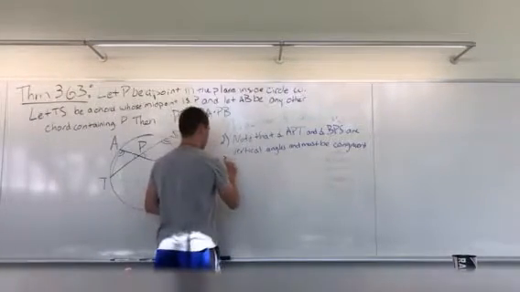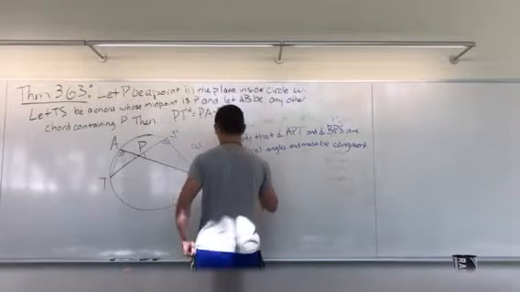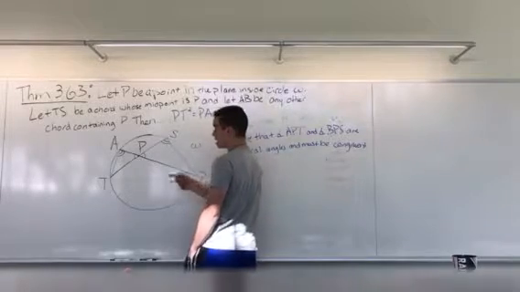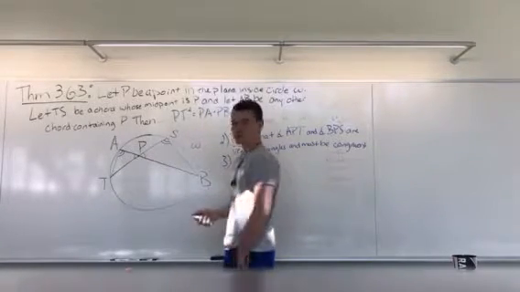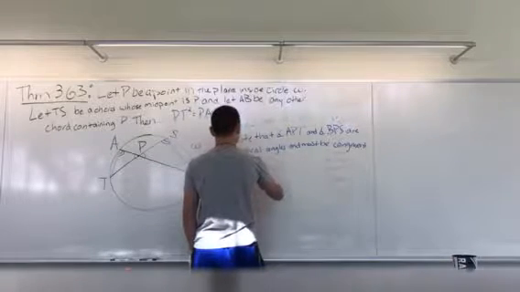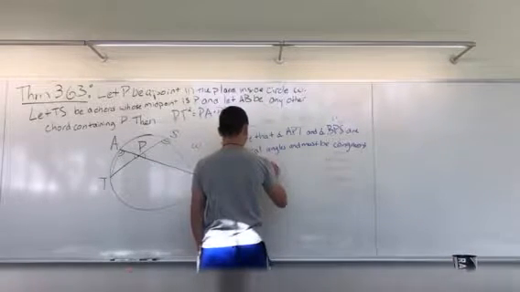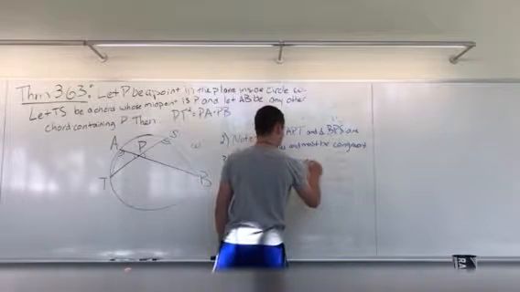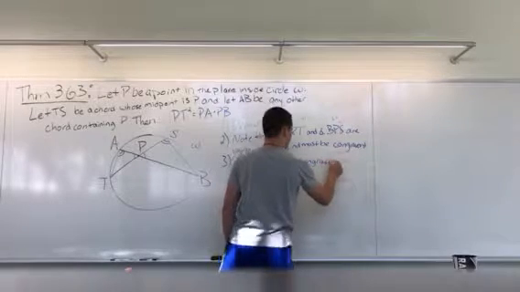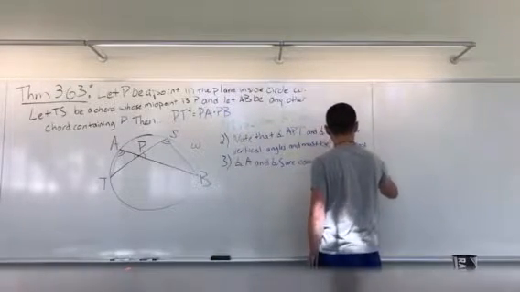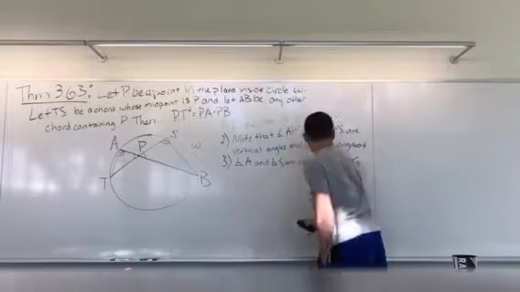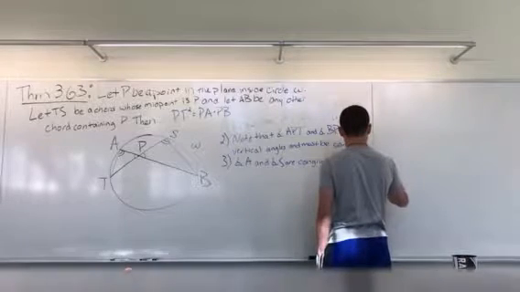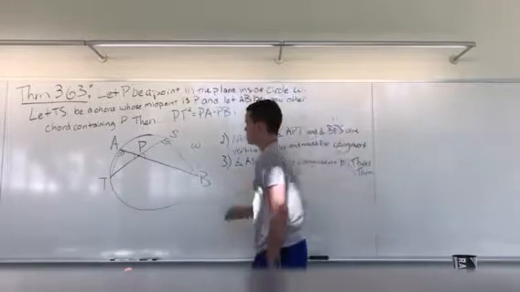So let's go ahead and write that down as well. Should I call them angle A and angle S? Because those are really the only two angles on those points. Angle A and angle S are congruent by Thales. All right.